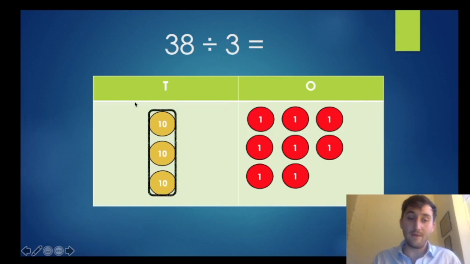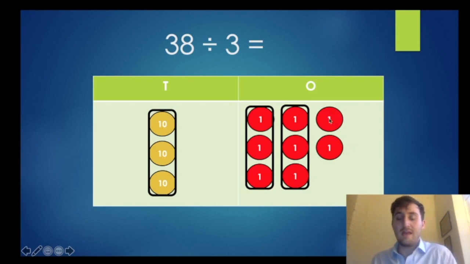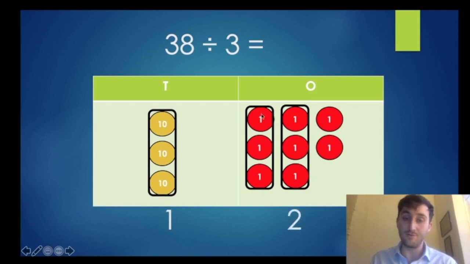So I know I've got one group here, so that's my 10, and I've got 2 groups, but then I've got 2 here. Now I cannot get a group of 3, can I? So I must have these left as a remainder. So now I add up my groups. I've got one group of 3 in my tens, and I've got 2 full groups, because I've got 3 in there, 3 in there, and I've got my remainder 2. So I would represent that as a remainder 2. So my final answer, 12, remainder 2.